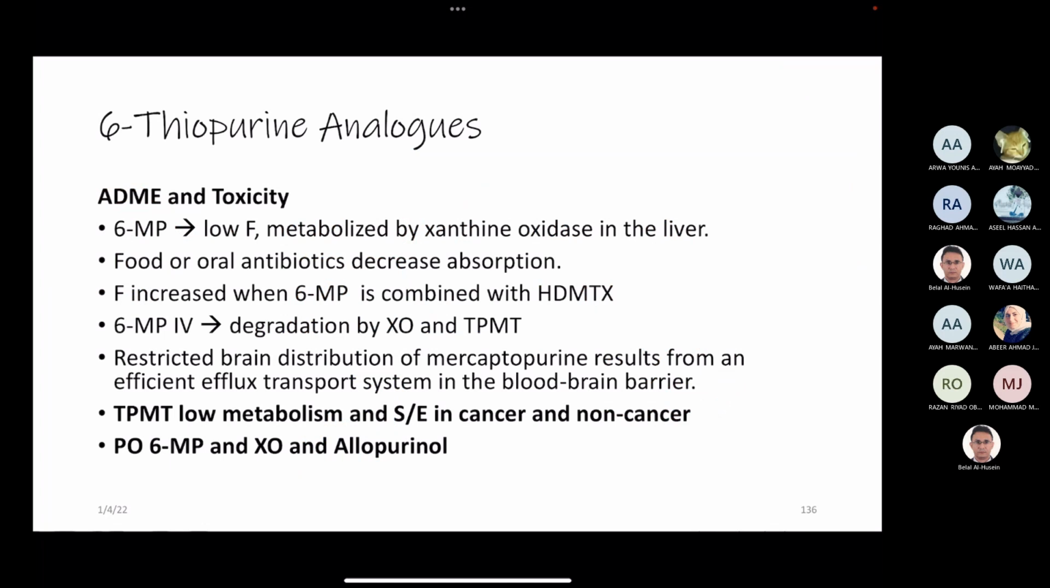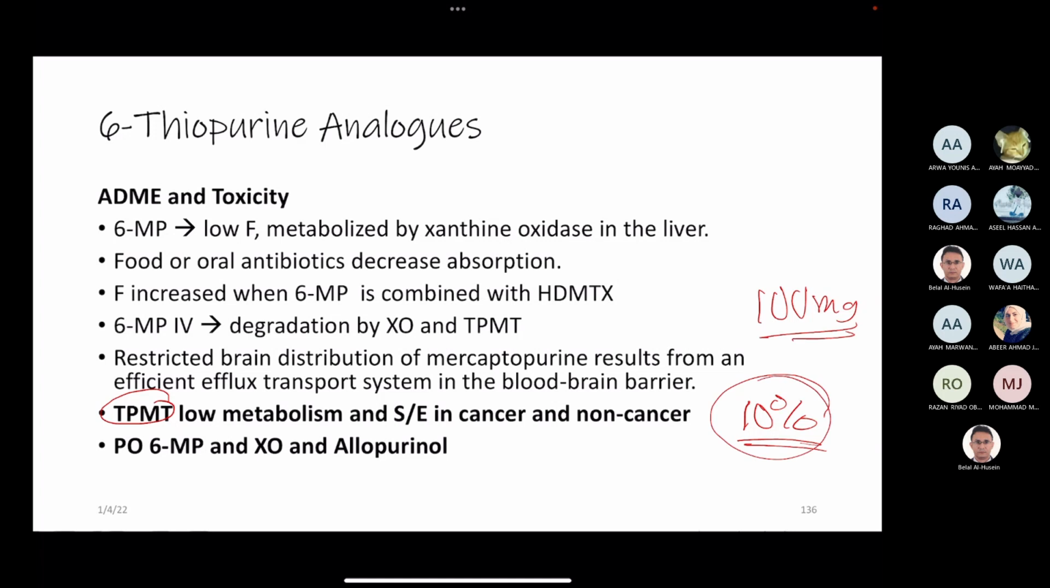Now, what is important about TPMT? It is reported in the population that there are some people with low metabolizing activity of TPMT. If the patient is homozygous, meaning the gene is inherited from mom and dad, with a homozygous low activity TPMT enzyme, you have to give only 10% of the dose that you usually give. So if you are giving 100 milligrams of the drug, with low TPMT activity you have to give only 10 milligrams.